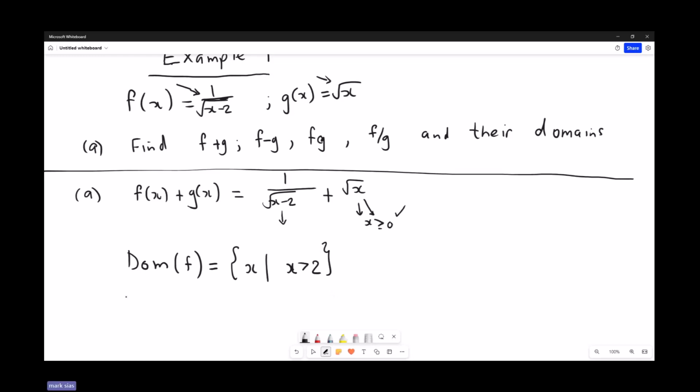Right. Now let's look at the domain of G, which I already wrote down sort of in a very non-mathematical way. What is that one? It's the set of X such that X is greater or equal to 0. Now my question is, what is the intersection of those? You wrote dom of F instead of dom of G. Thanks for that. Dom G, great stuff. Thanks.